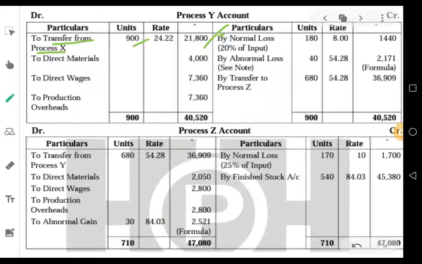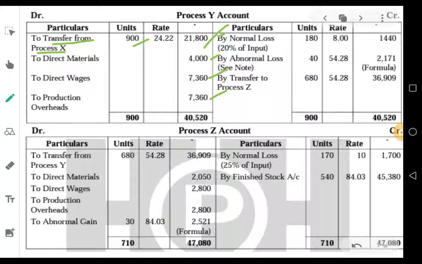Look at the question. Process Y account, the expenditures incurred in process Y account, that is materials 4,000, direct wages 7,360 and production overhead 7,360. After finishing the entry of expenses on the debit side of process Y account, go to the credit side. The first item should be normal loss, as given in the question.